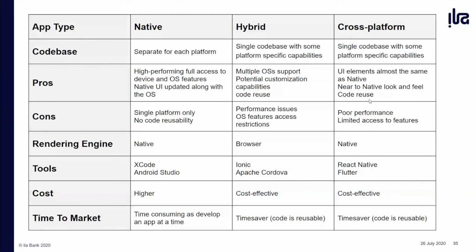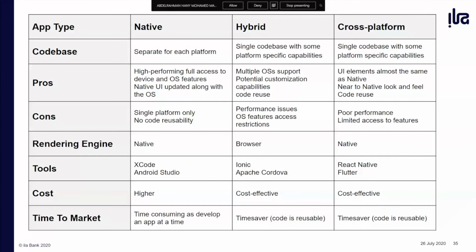The cons of using native is that it is single platform only, with no code reusability, so you'll have to maintain two code bases. For hybrid applications, the cons are the performance issues that might happen and OS feature access restrictions. Because you are not using the native language, you might not be able to access some features in the OS, because you are depending on the middleware that converts your code into the mobile application. In cross-platform, there is poor performance and also limited access to some features.